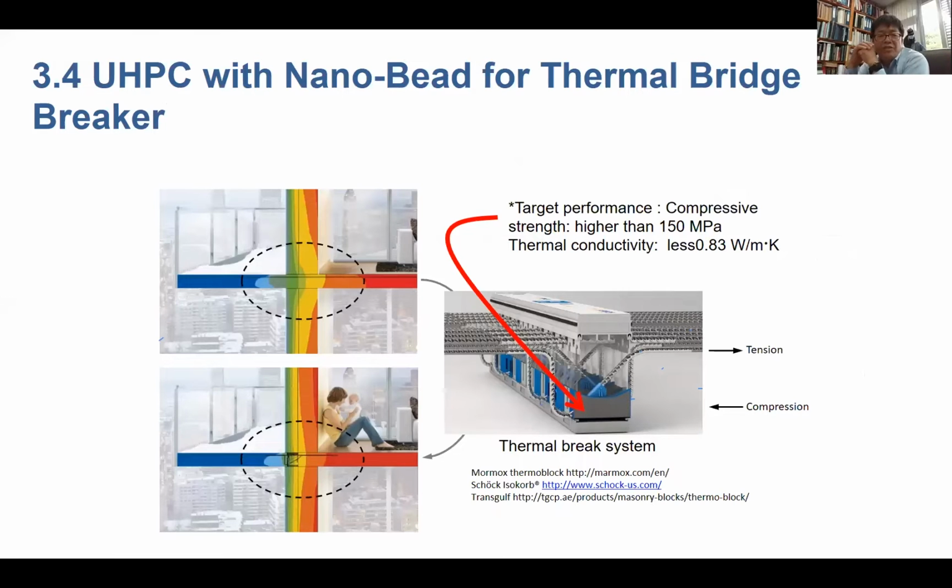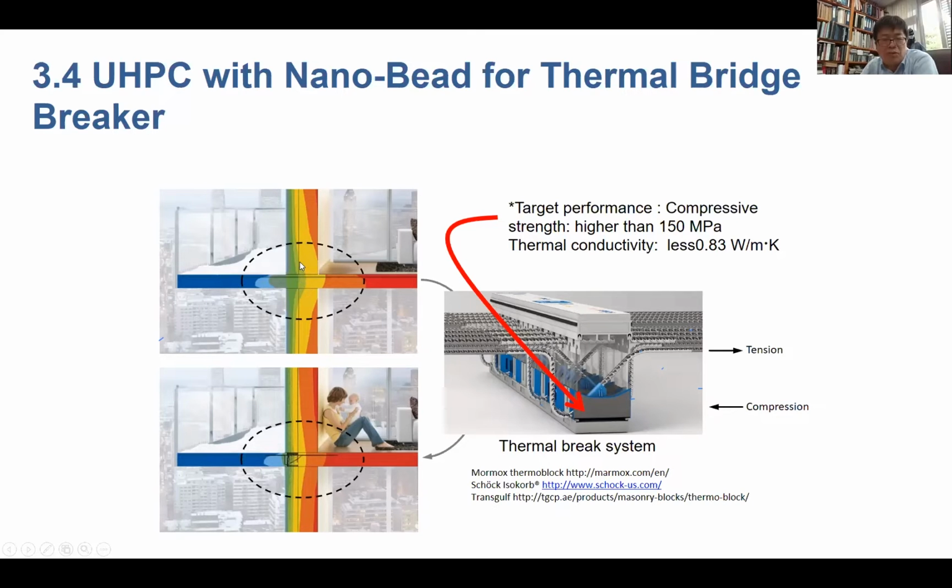Another application is the thermal break. You can see this side is the exterior, maybe in winter time, at low temperature. Inside is a little more comfortable temperature. But if you use this balcony, heat is leaking through this structural component. So how do we break it down?